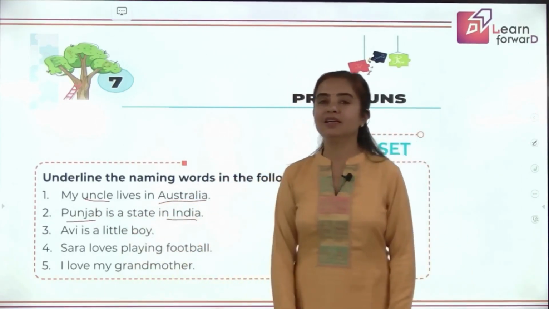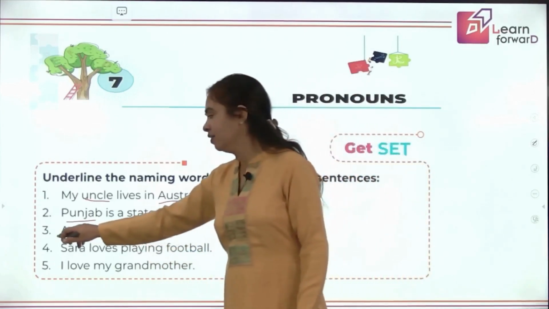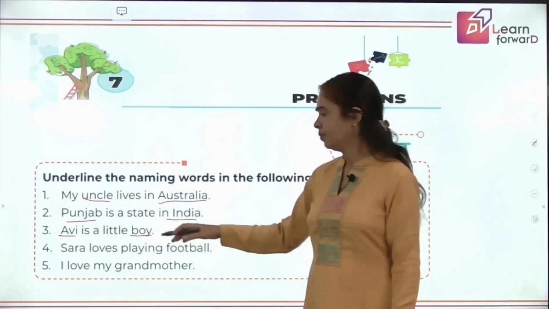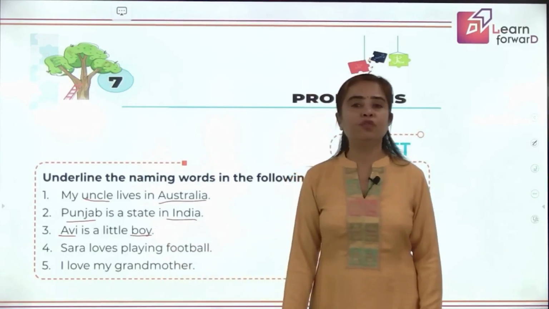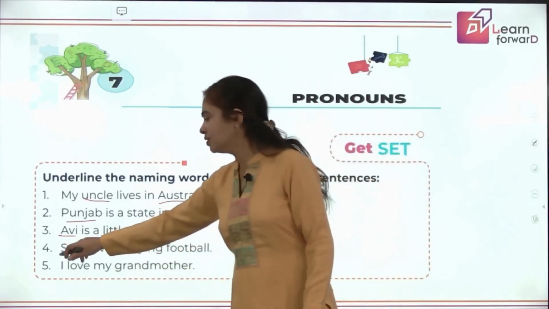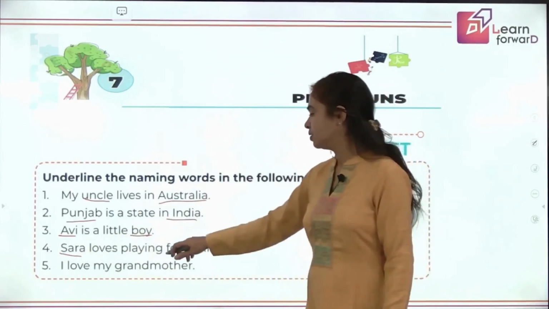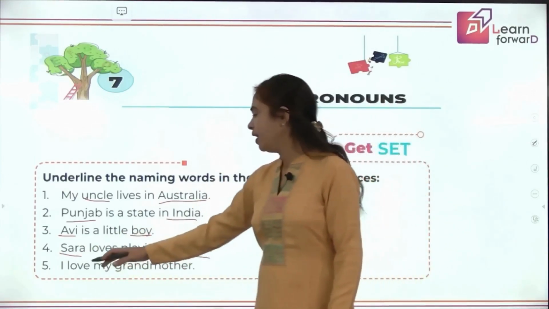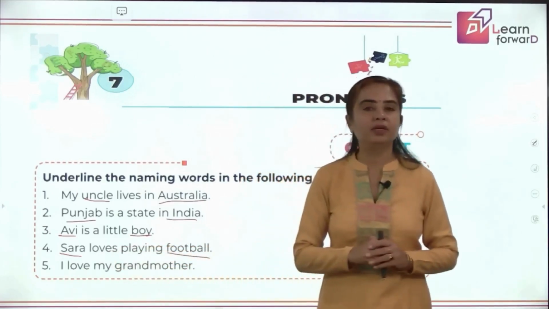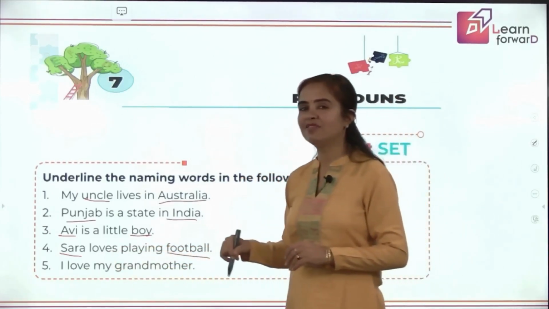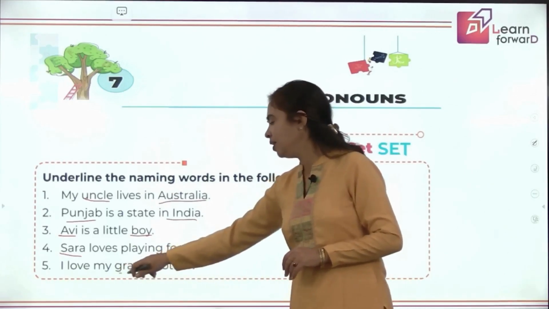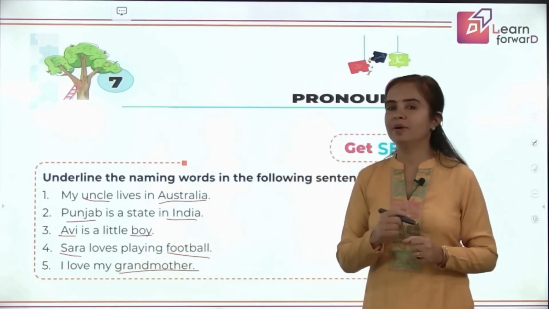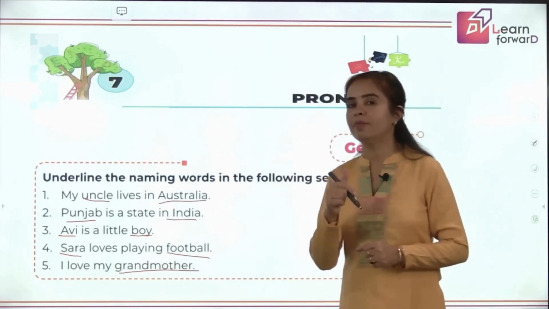Avi is a little boy. Again, we have the name of persons here. Sarah loves playing football. That is the name of a person and this is the name of a thing, or the name of a game, you can say. I love my grandmother. So, we have just one naming word here, the name of a relation, that is grandmother. Wonderful. So, you remember what naming words are.